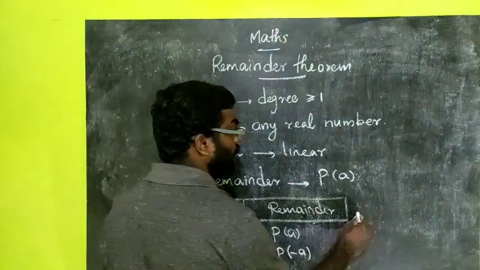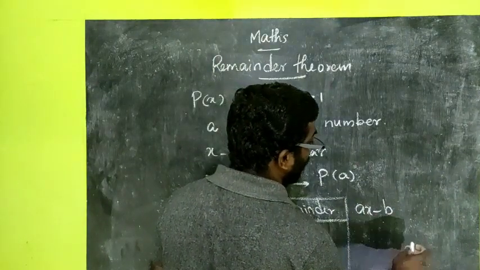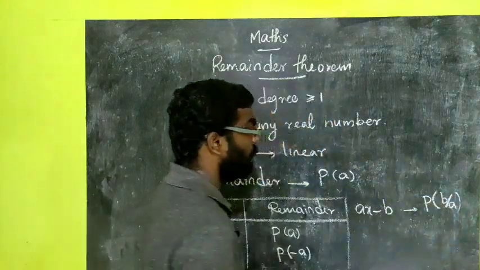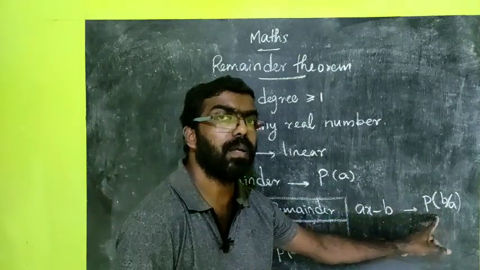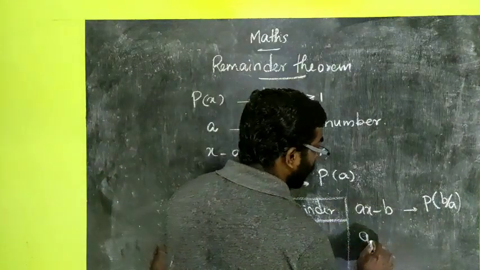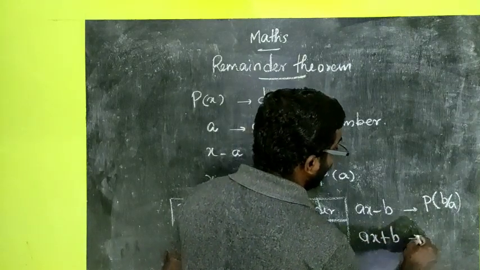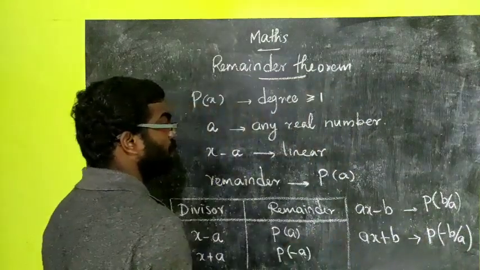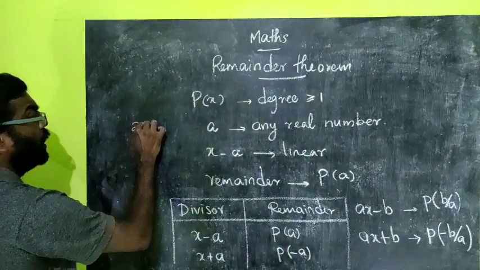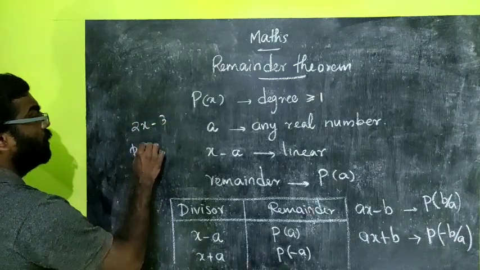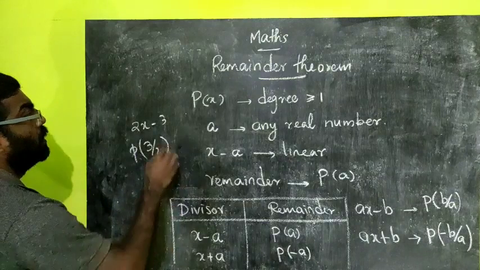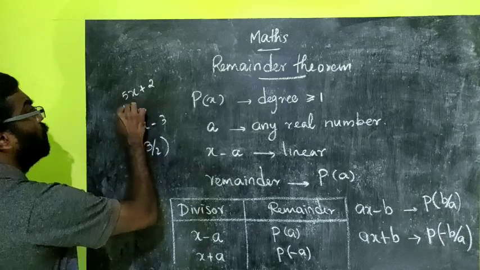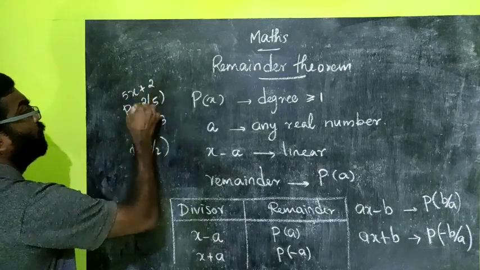And if the divisor is ax minus b, then the remainder is p of b by a. Divisor ax minus b, remainder is what? P of b by a. And one more: if the divisor is ax plus b, then the remainder is p of minus b by a. For example, if the divisor is 2x minus 3, then the remainder will be p of 3 by 2. If it is 5x plus 2, then the remainder will be p of minus 2 by 5.